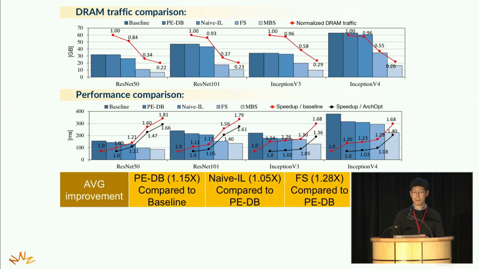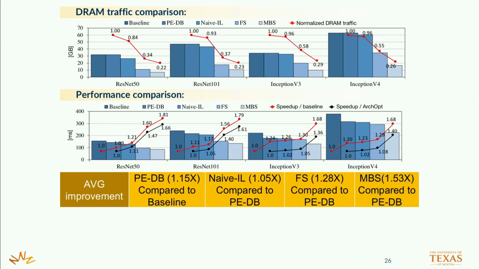And this shows the per training iteration execution time in milliseconds for different networks and configurations. And those 2 line graphs show the normalized speedup compared to the baseline and the PE double buffering. PE double buffering improves the performance by 0.15x by removing the gap between two waves. And then the full serialization improves the performance by 1.28x compared to the PE double buffering, and MBS achieves a further 1.5x compared to PE double buffering.